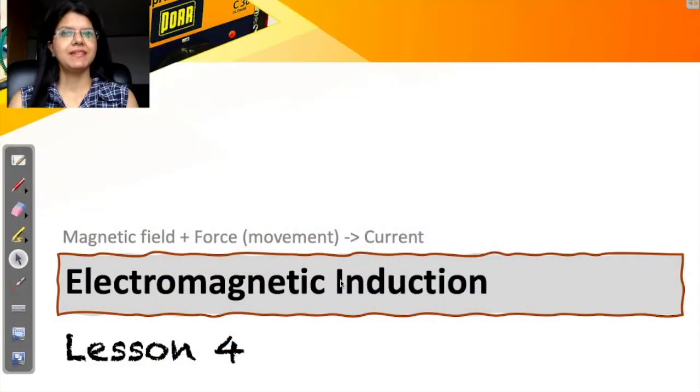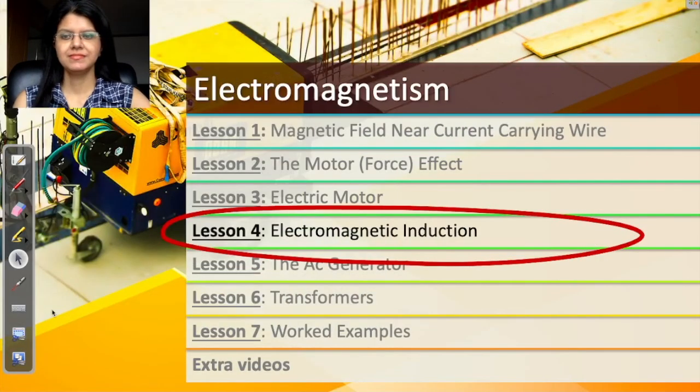Electromagnetic induction. Now this is our next lesson on electromagnetism. So we are on lesson number 4, electromagnetic induction. If you have not gone through the previous topics, I would suggest that you go through them to understand this lesson 4 on electromagnetic induction nicely.